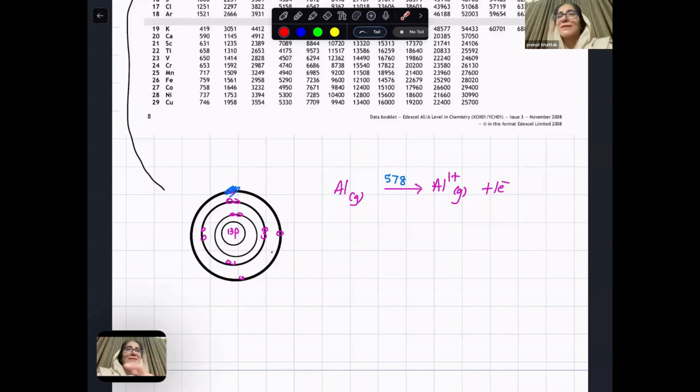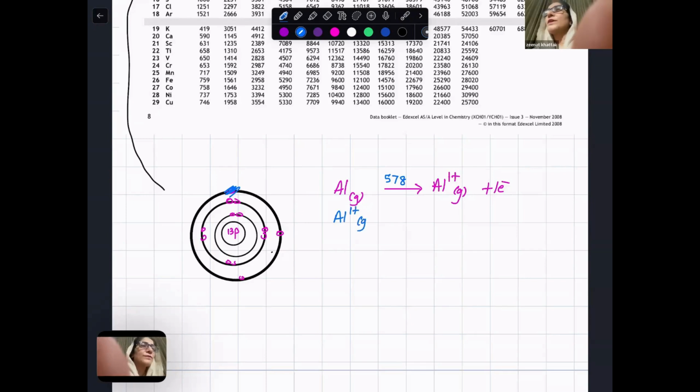The electrons are getting less, so the nuclear attraction increases. We are getting closer to the nucleus. So the first electron needs 578. Now, when it is second, aluminium 1 plus, gaseous, I'm going to write it in pink.